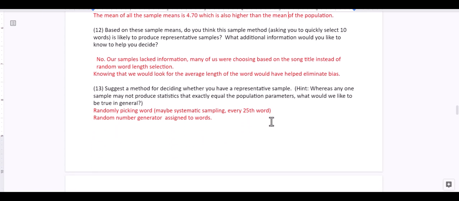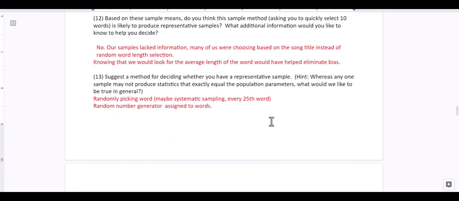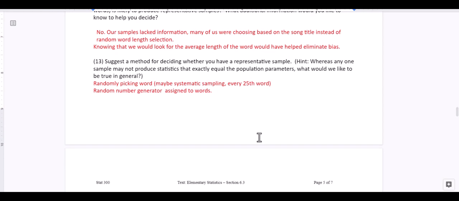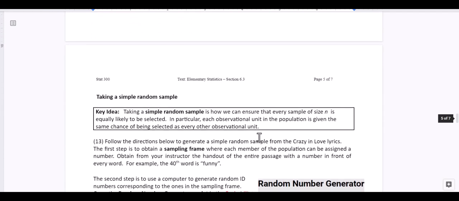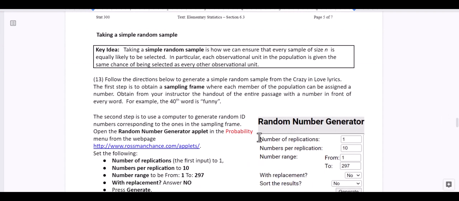So that gives you a different way, right? Different knowledge now of how to pick the words. So randomly picking words will be better. Maybe systematic sampling, every 25th word or every 5th word, something like that. A random number generator assigned to words will also help, which is where the next part comes in. So, taking a simple random sample.